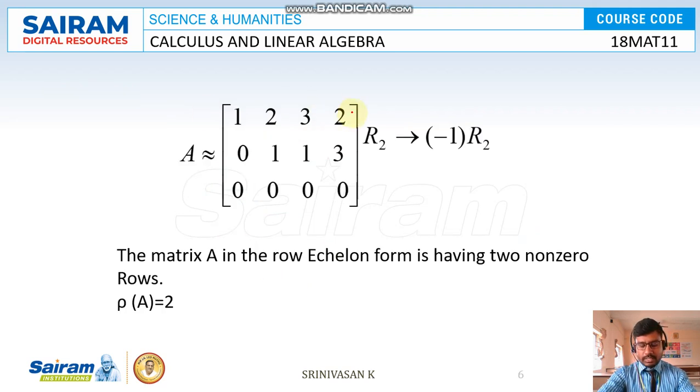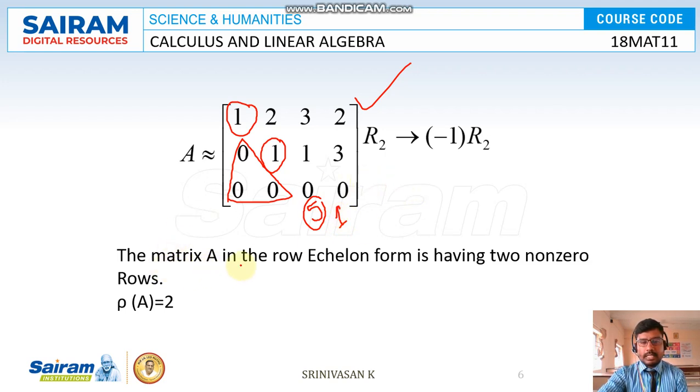So the first condition is all zero rows are below non-zero rows, and the first non-zero entry in any non-zero row is 1. Here, in this upper triangular matrix, if you are having 5 here, the second condition is failed. So we have to make the 5 into 1. So this is the second condition.